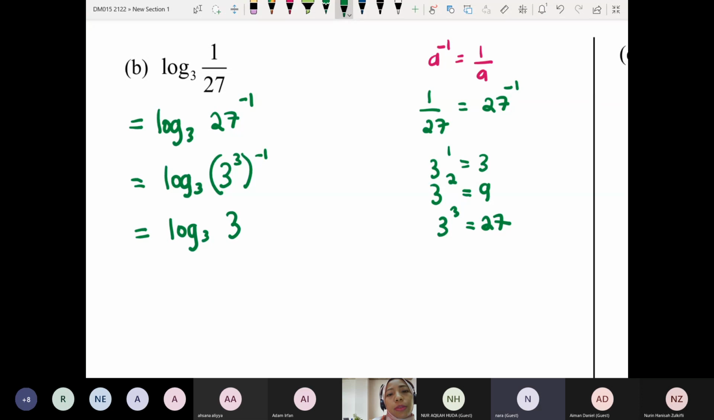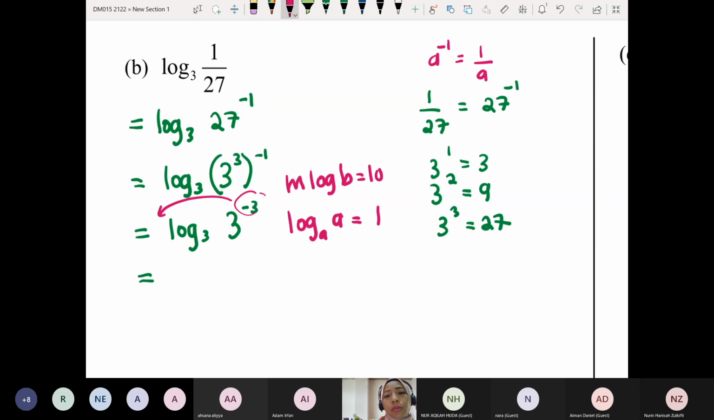Can you multiply it together? Yes. 3 times negative 1, right? Okay, and then again you have log A base A is equal to 1. But in order to do that, you have to bring this to the front using the property m log b is log b to the power of m. That's why log is not so hard. The thing that students find difficult is that they did not use the properties in every single step.